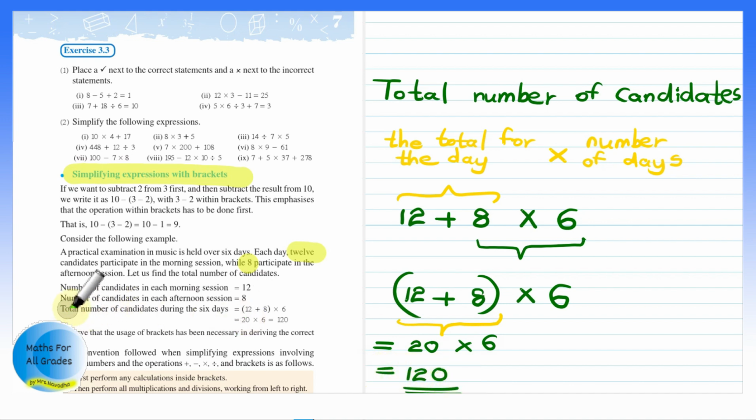Here they have done that part. First they have written the number of candidates in each morning session. It's 12. And then in the afternoon session it's 8. And then (12 + 8) within brackets times 6. So the answer is 120.